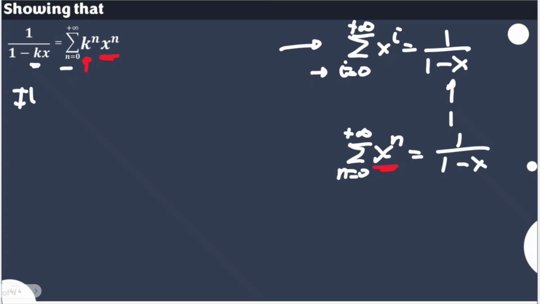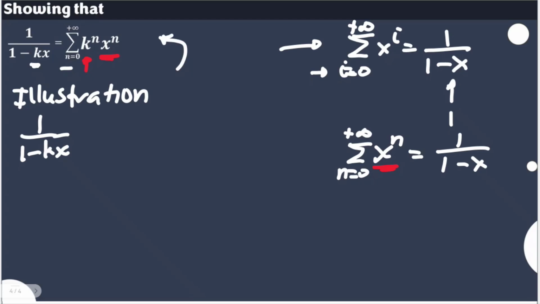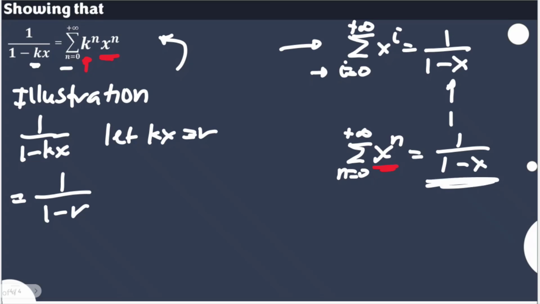So let's start with this method or illustration, or you can also call this a proof, but since I am just going to show that it's true, of course I can also use the proof for that. I'm going to start with the left hand side and arrive at whatever the right hand side is equivalent to. So what if we let kx equal a certain variable, r? Then this is equal to 1 over 1 minus r, which can be presented in this manner here.